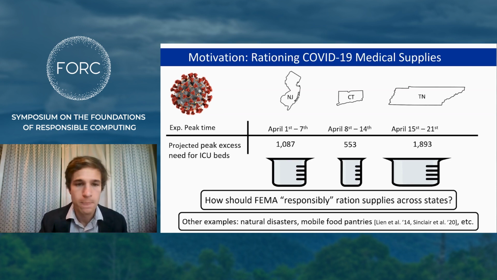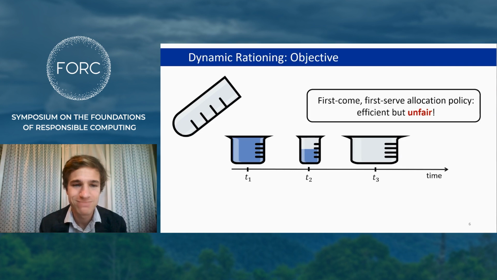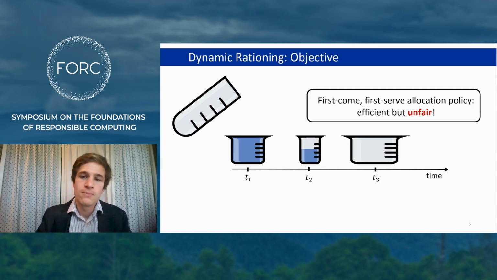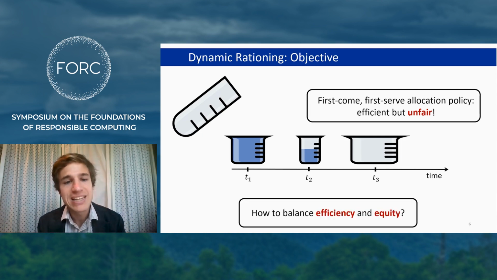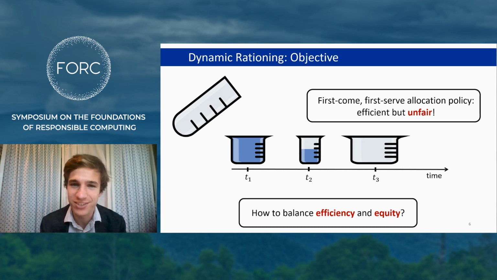So what can you do? Well, one simple, efficient approach is a first-come, first-served policy. Unfortunately, this is very unfair. If you're someone in Tennessee who's going to be relying on medical supplies, it seems unfair for FEMA to leave you essentially hanging out to dry. On the other hand, achieving equity is also by itself pretty easy. We could just give no one anything. Of course, this would leave people even more angry than a first-come, first-served policy. But it begs the question of how we can balance efficiency and equity in a rationing policy.